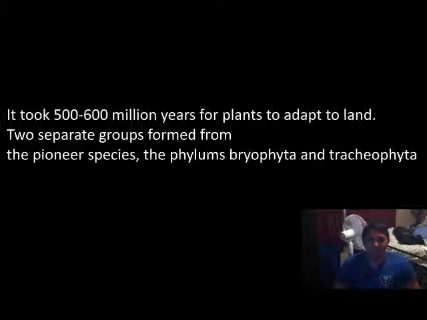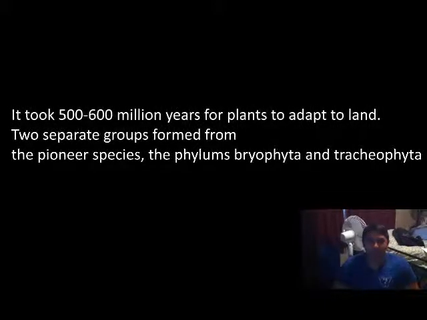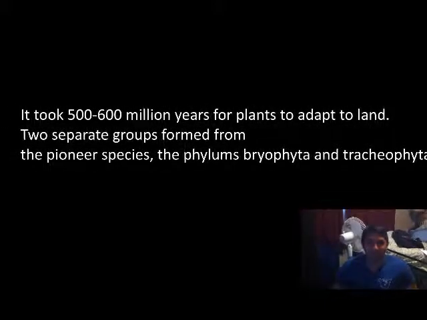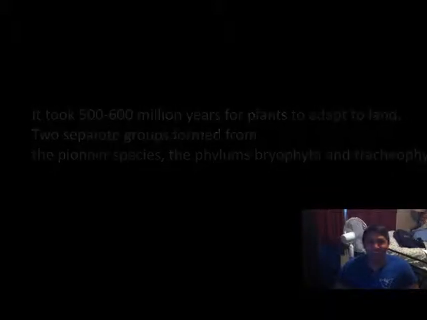It took 500 to 600 million years for plants to adapt to land. Two separate groups formed from the pioneer species, the phyla Bryophyta and Tracheophyta.